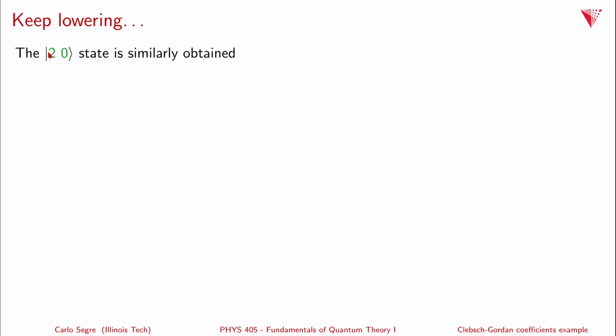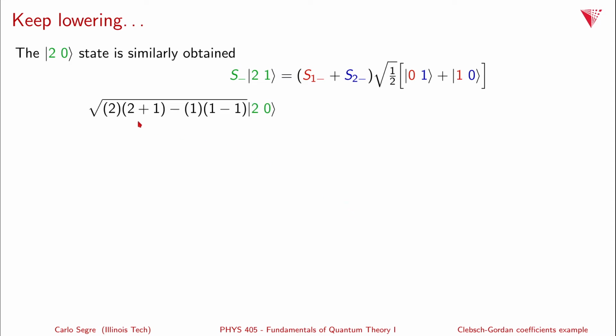Now we're going to obtain the 2, 0 state where S equals 2 and M equals 0. We're going to do that the same way. We're going to apply the lowering operator to S equals 2, M equals 1. And now the individual lowering operators are the sum of the two lowering operators applied to the state we just obtained, the 2, 1 state, which is the combination state of 0, 1 plus 1, 0, all times 1 over the square root of 2. Again, over here we have 2 times 2 plus 1 minus 1 times 1 minus 1. That gives us a 0, so we're going to get a square root of 6 here.